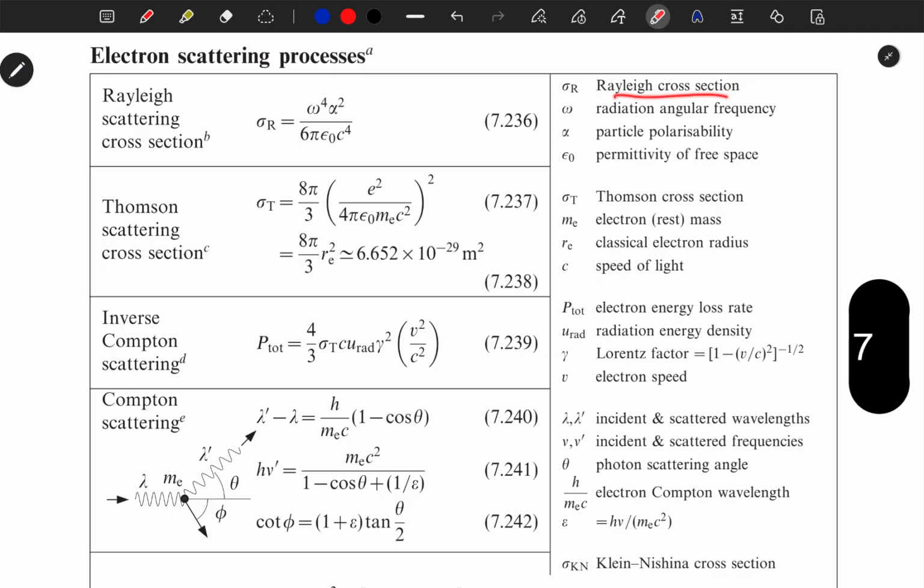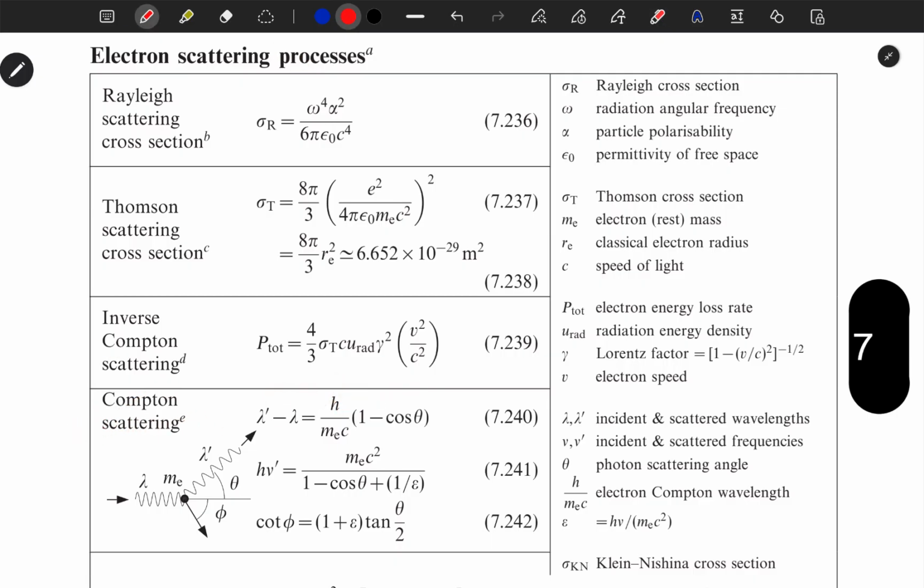sigma R proportional to omega to the power 4. This is Rayleigh cross section. Thomson scattering cross section, sigma t proportional to r e square, the classical electron radius. Inverse Compton scattering, P total equal to electron energy loss rate equal to 4 by 3 pi sigma t c U radiation gamma square beta square by c square. Compton scattering, the change in lambda equal to h by mc times 1 minus cos theta, that is an important one.